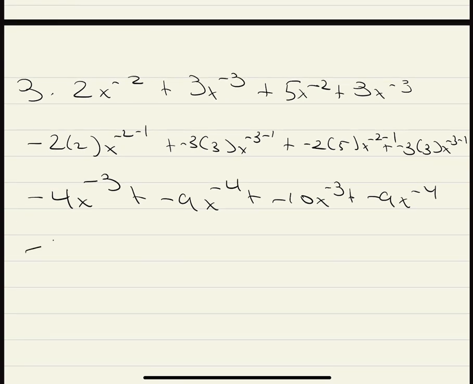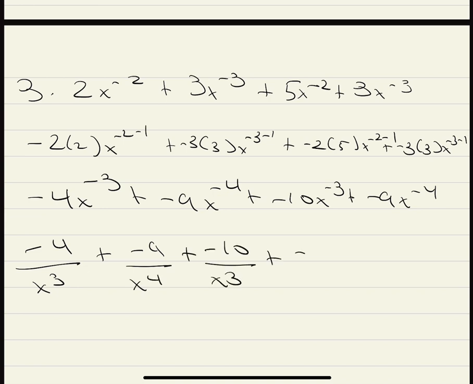Another way we can write it is we can put this leading coefficient on top and then write this x cubed under as a positive rather. It's going to be negative 9 over x to the fourth power, plus negative 10 over x cubed. So essentially, we just want to have our leading coefficient on top, and then we want to put our variable with its exponent as a positive below.